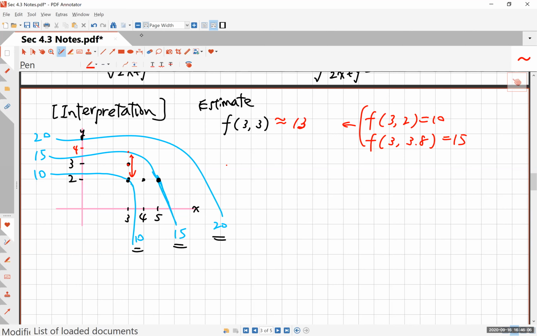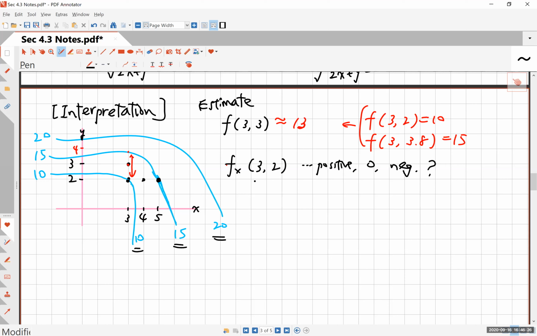All right, now here's another question. What do you think f sub x of 3, 2 is? Is that positive or 0 or negative? Now this is a very important question, because this is the kind of question that will test your understanding, not just your knowledge.